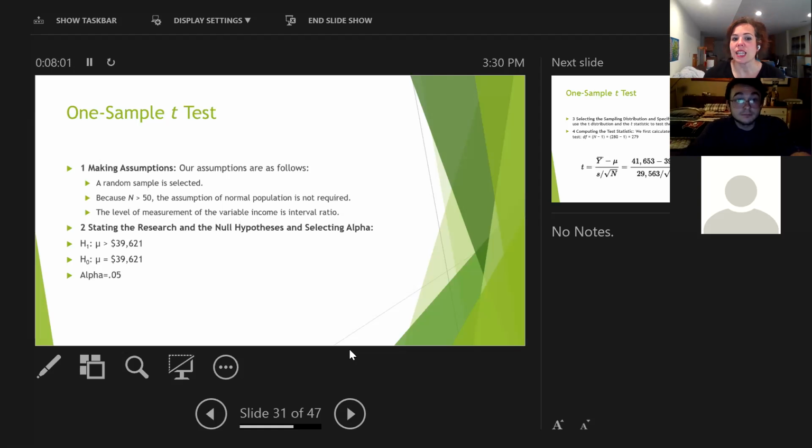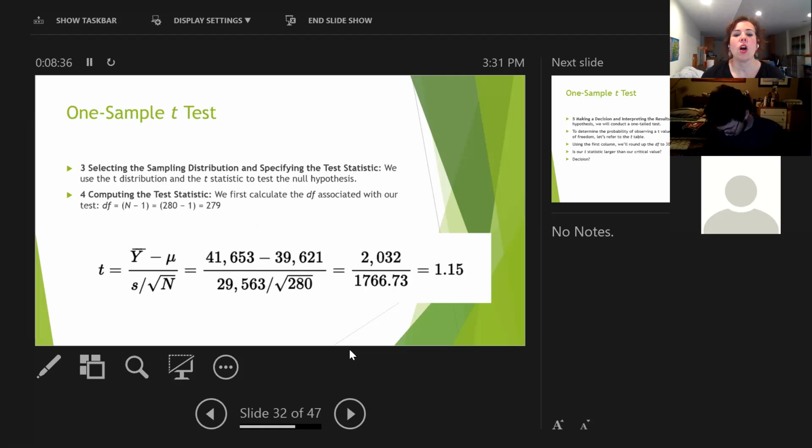Step 2, we're going to state the research and the null hypothesis. My null hypothesis is that the income of the sample is the same as the national average, that it equals 39,261. The alternate, or the research hypothesis, is that this sample has a higher income than the national average. And my stated alpha is 0.05, okay? Again, your alpha is probably always going to be 0.05. Unless I give you something else, you can go on and assume it's 0.05.